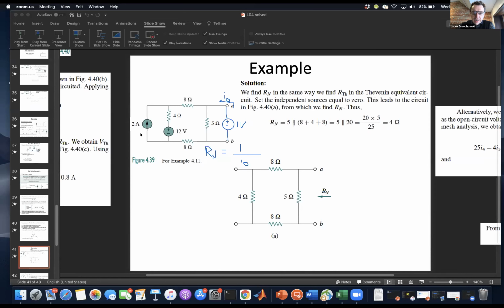So by disconnecting, it means your current source becomes an open circuit and your voltage source becomes a short circuit. And then you add up the resistance. Otherwise, if you want to leave them in, you got to do this approach: a test voltage, and you see how much current flows in.